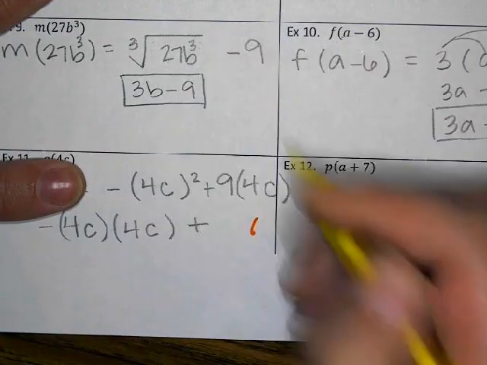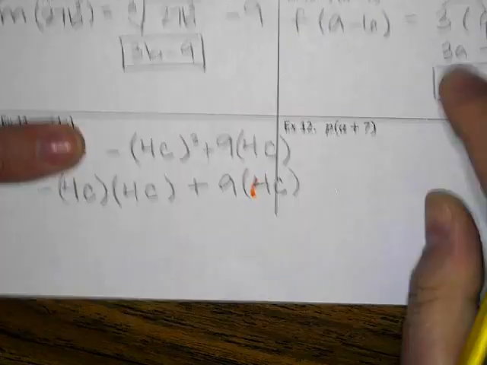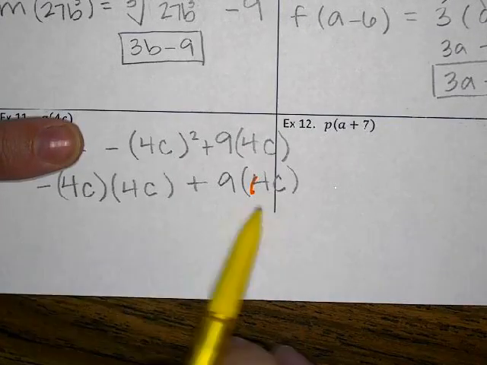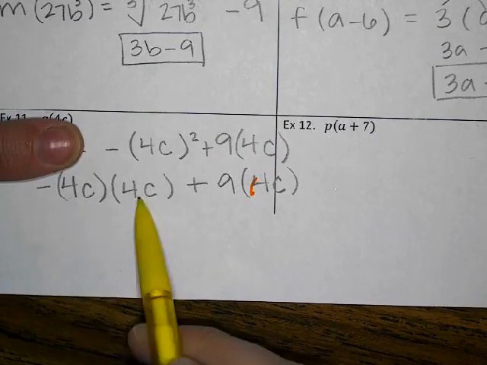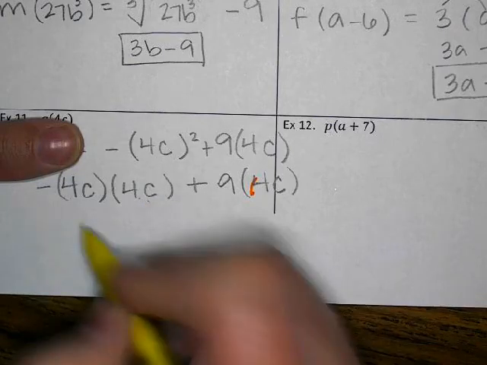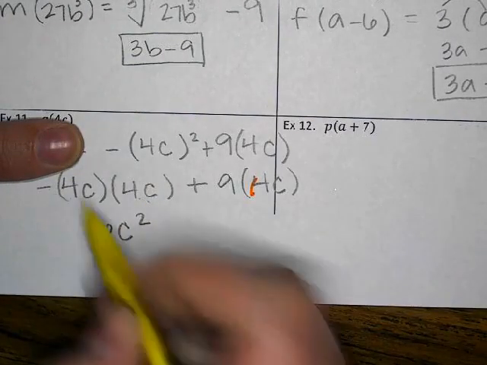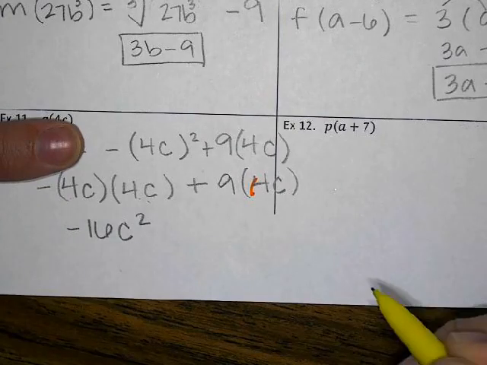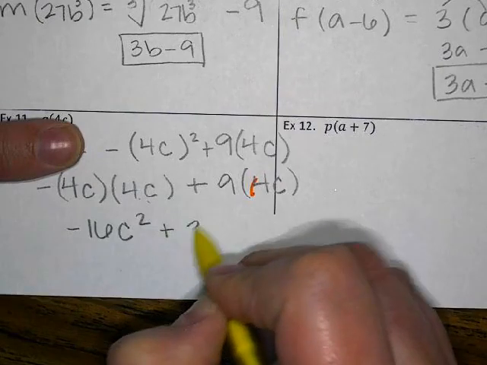Okay, so now I can go ahead and I can do this multiplication. 4c times 4c is just 16c squared, and it has a negative in front of it, so I'm going to keep the negative. And then 9 times 4c is 36c. And so that is my final answer.